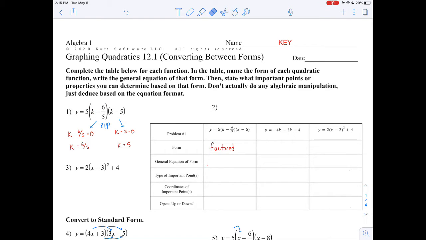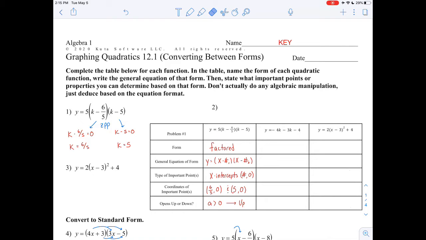So if those are my important points, they represent my x-intercepts, which are in the form of the number, comma 0. So for this function, it would be parentheses 6 over 5, comma 0, and parentheses 5, comma 0. The general equation of any factored form equation looks like that. Now, would this open up or down? For that, we just look at the lead coefficient, and that will be the case for every function. Since this lead coefficient is 5, that is greater than 0, it will open up.